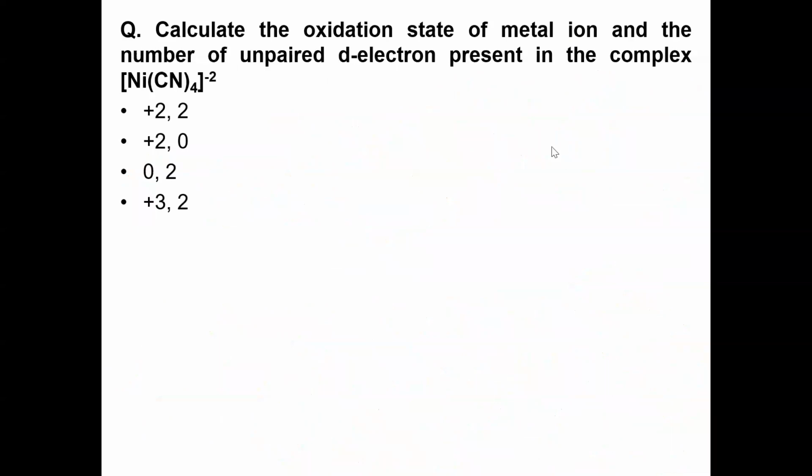The next one is, you have to calculate the oxidation state of the metal ion and the number of unpaired electrons present in this complex. Try to solve it on your own, and just send me the answer, and after that I will explain to you.